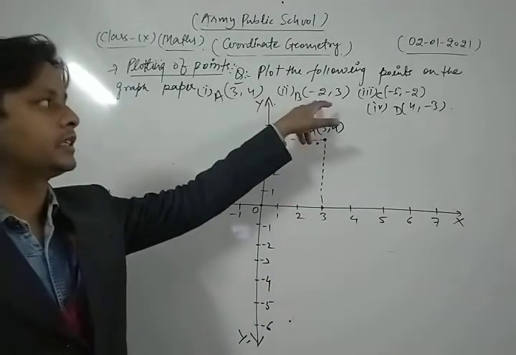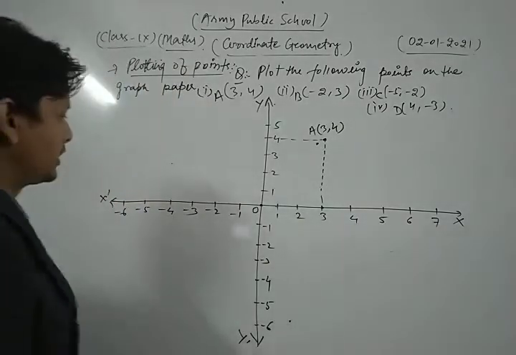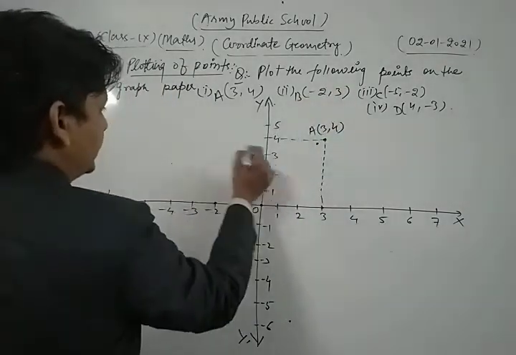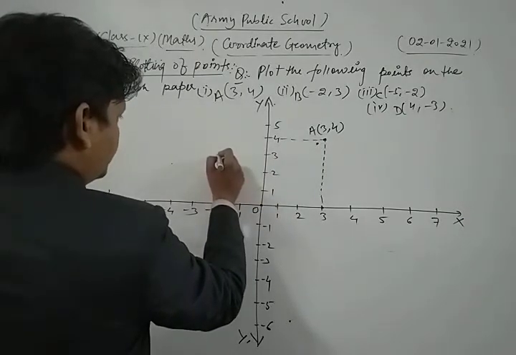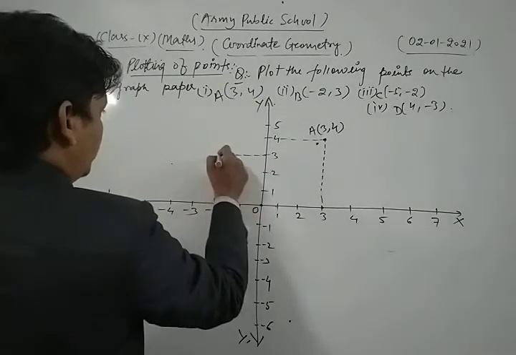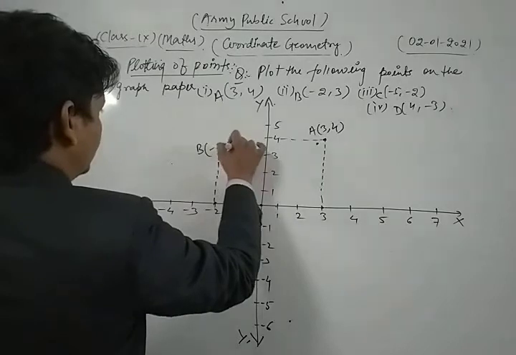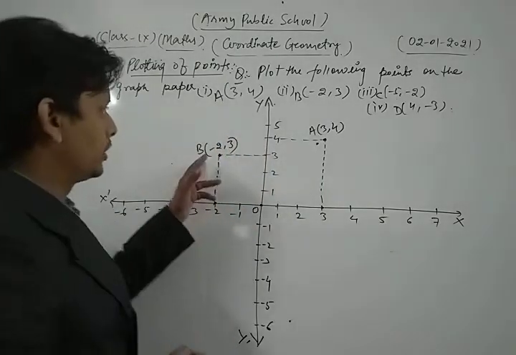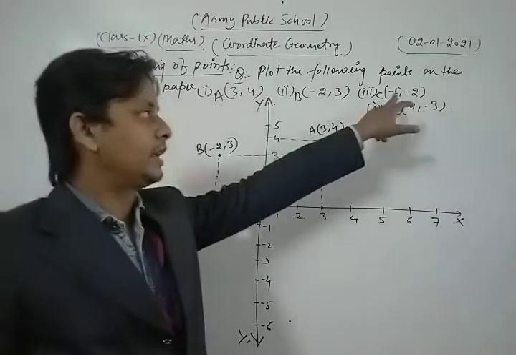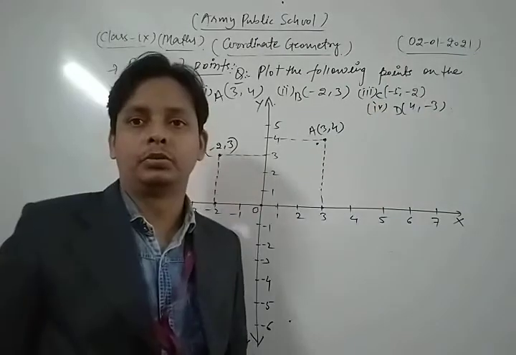Now abscissa is negative and ordinate is positive. This lies in the second quadrant. So let's see. Abscissa is negative, so we go to the left. Now ordinate is positive. From there we take plus 3 here. In this way, we plot the second point B as (-2, 3). This is the location of the second point on the graph paper. Similarly, this is abscissa, and we locate the point (-5, -2).